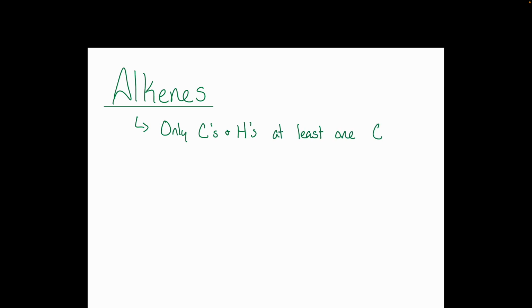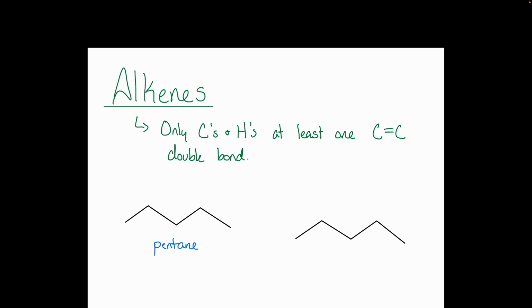one carbon-carbon double bond. All right, so whereas pentane we would have represented with all carbons and hydrogens, all single bonds, that would have been our alkane. If instead we put in a carbon-carbon double bond anywhere in this molecule, so I'm going to put it on the very end here, this is no longer our alkane, but an alkene.